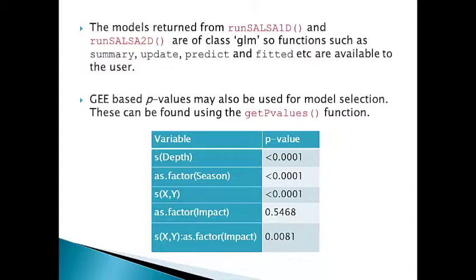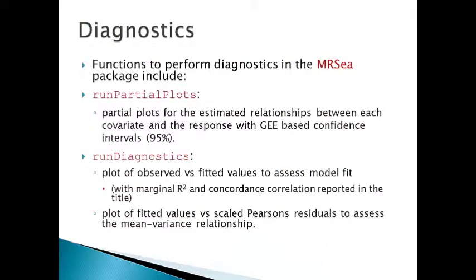Diagnostics, you want to know whether what you're fitting is actually a decent model. You've got things like partial plots, diagnostics such as plots of observed versus fitted. You can get marginal R-squared, concordance correlations, which are designed like an R-squared, but for GEEs, because they actually constrain your results to be between 0 and 1. Fitted values versus Pearson's residuals, and you can assess these in all the same ways that you would assess models usually.